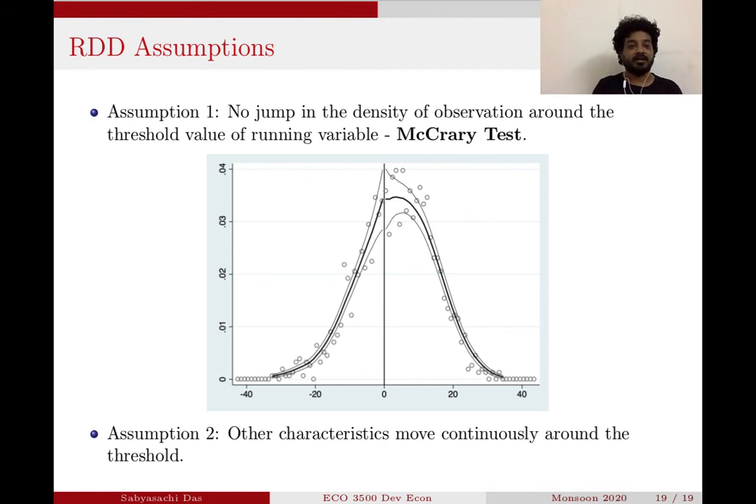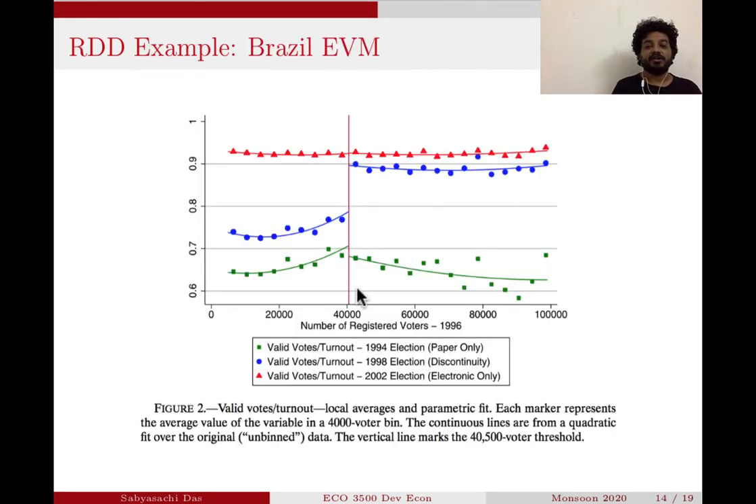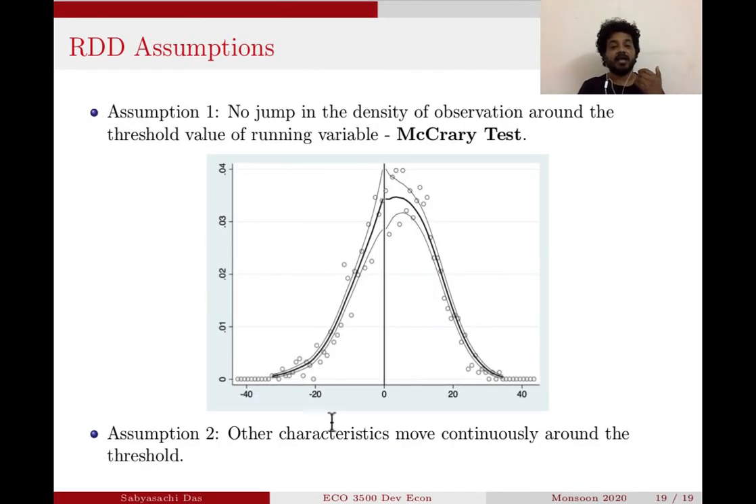So for example, in the Brazilian case, if I can go back to the Brazilian graph, this green line is the pre-period election, the 1994 election. There we should not see any jump, it should be continuous. So that's what this is saying: any other characteristics or outcome variable in the pre-treatment period, if you have the data, should move continuously around the threshold. That should not have any jump. And again, these two assumptions can be tested using data.